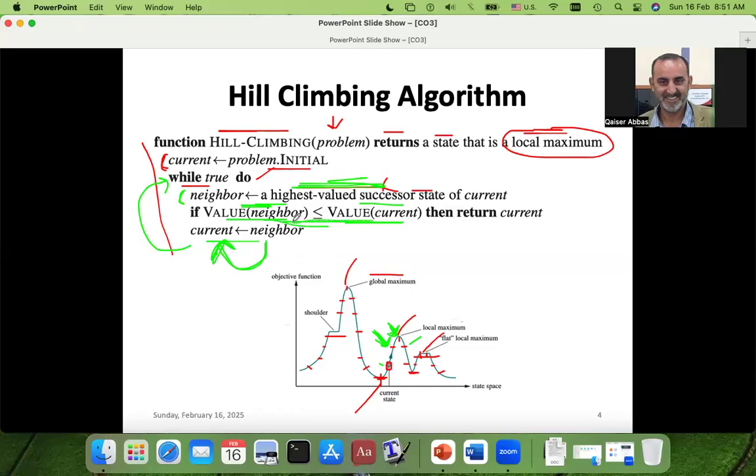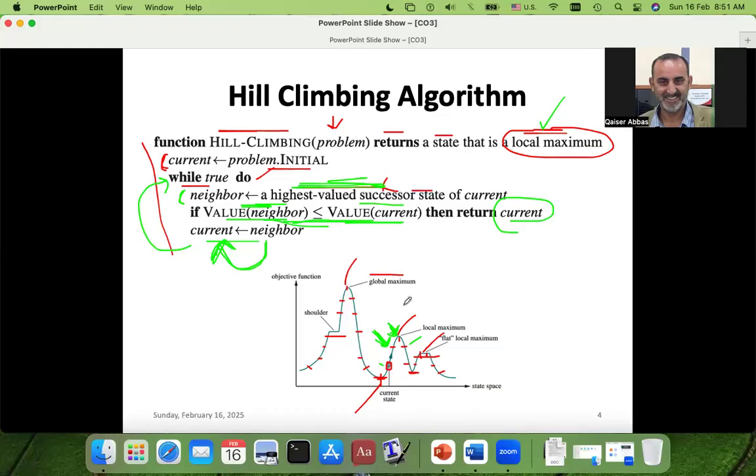The values are equal. The condition is the values are equal, and if the values are equal, you are returning the current variable. That would be the local maximum from this algorithm. Only the terms are difficult. Otherwise, it is finding a maximum number in an array, nothing else.